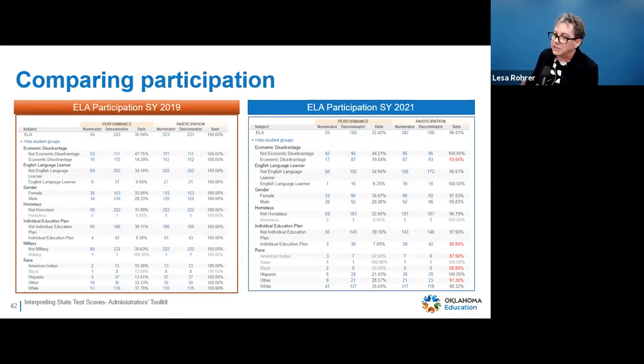One thing that really stands out to me, in 2019, 100% of their students participated. So we're very confident that the performance represented in this particular graphic is representative of that student group. When we look at 2021, there are some areas that we would be less confident with. And that's what we were asking you to look at here. That's why we've provided this visualization so that you have the tools you need to do that.